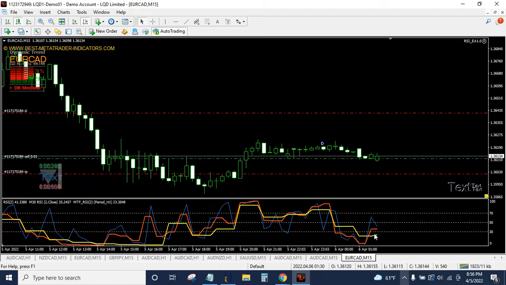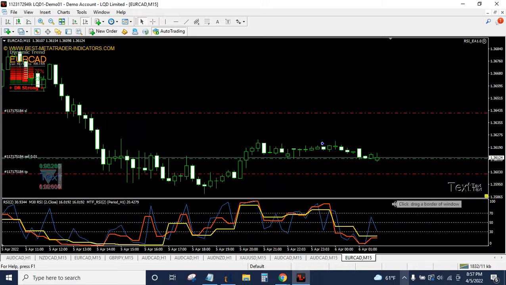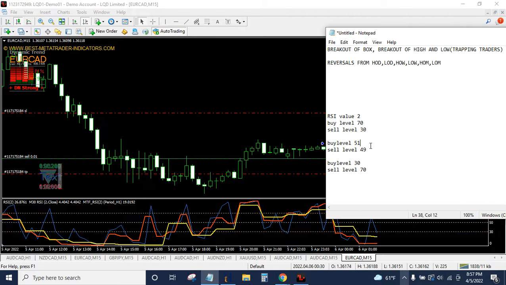When the three of them are below 30, a short position will be opened. So when the three RSIs cross back above 70, the short is closed and the long is opened, and so on. Or I can use the 50 level. This mid range is going to be the mid range level.